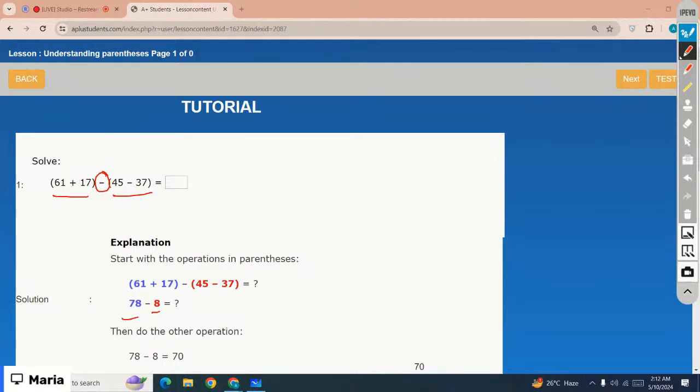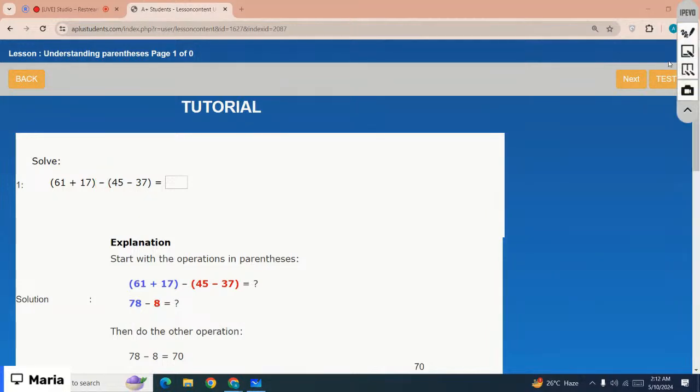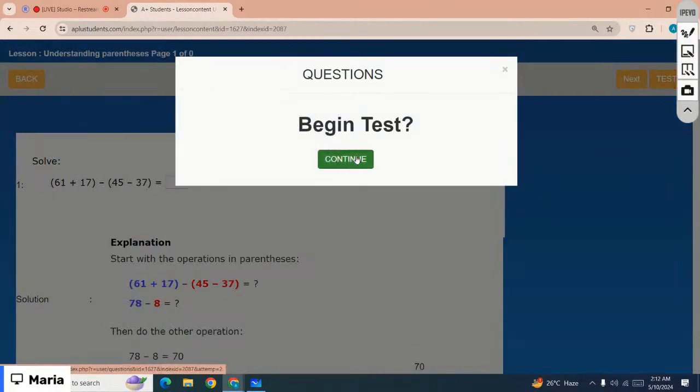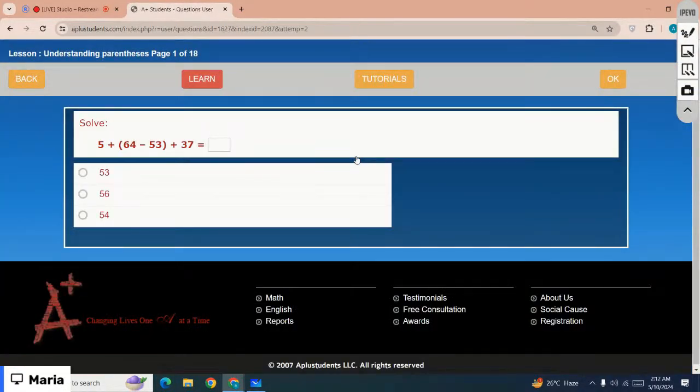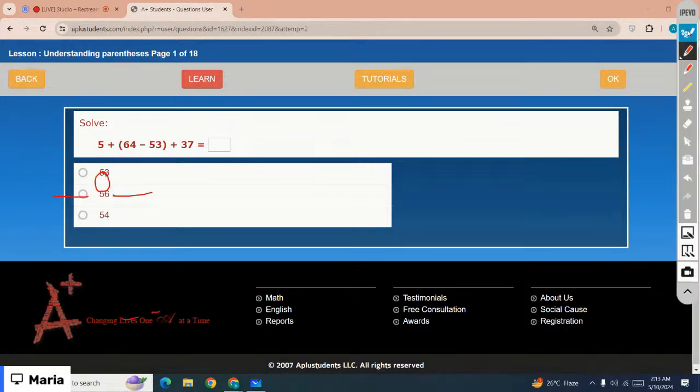Okay, let's just start with the practice questions. Okay, 5 plus 64 minus 53 plus 37. Okay, you have a parenthesis here. The very first thing is you need to solve the parenthesis. Whatever operation is given inside the parenthesis, you have to solve first. First thing you have to do is 64 minus 53, right?